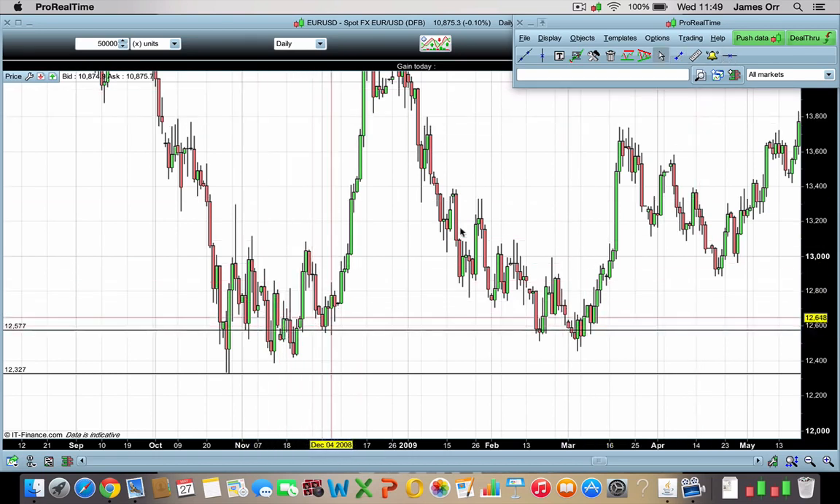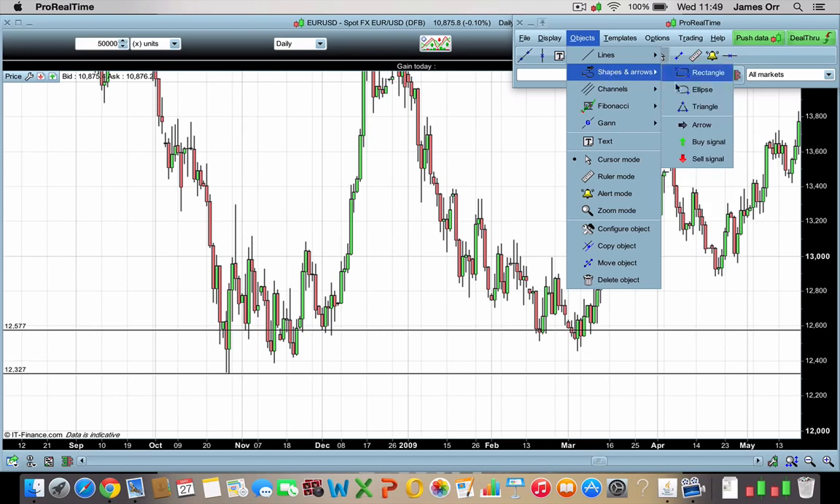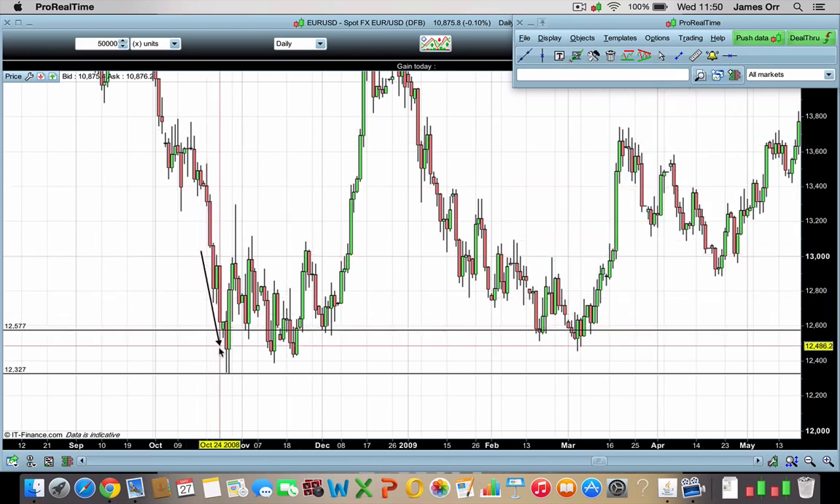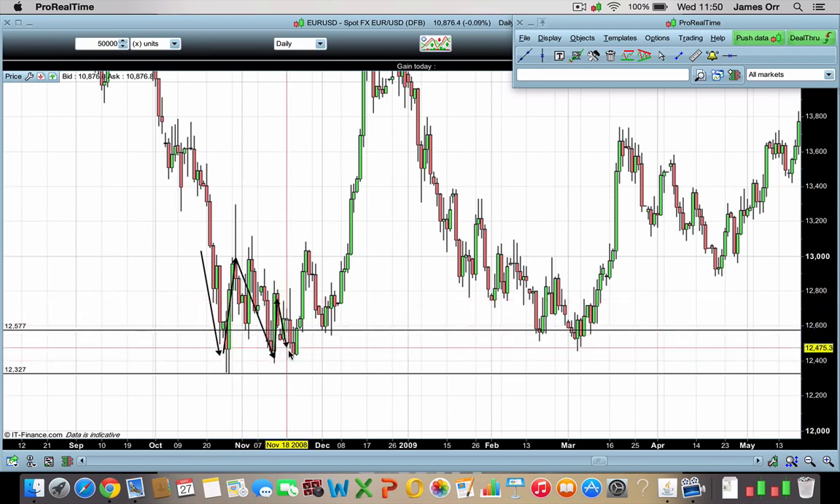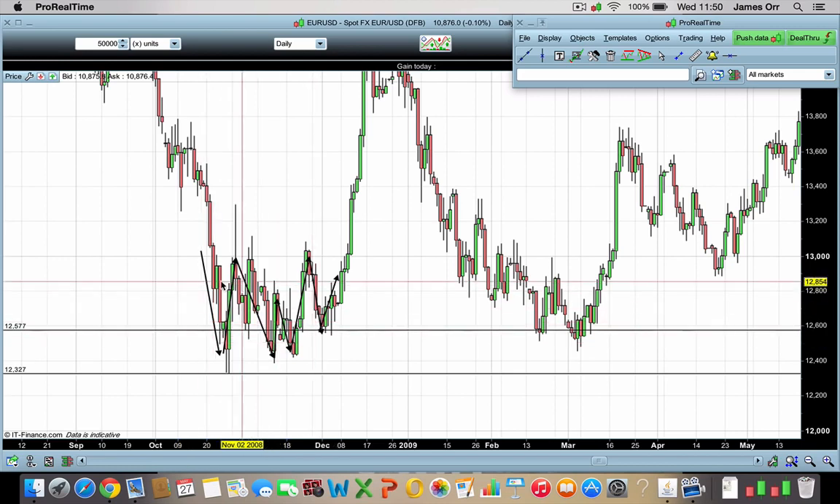the wicks from the entire move, because as you can see, this move took a little while to get going. So it's bouncing, bouncing, bouncing. So you want to incorporate all of this into your support and resistance zone.